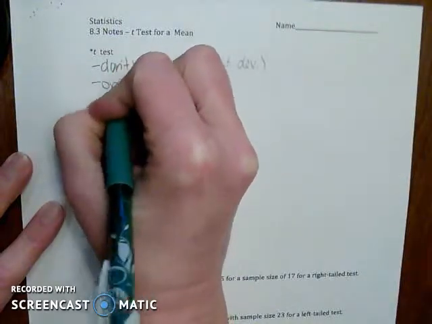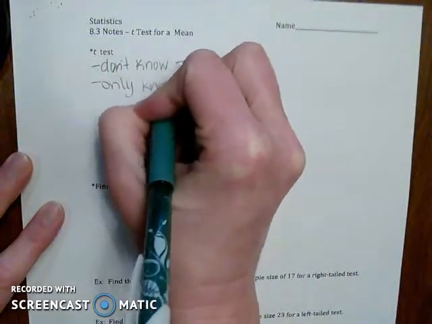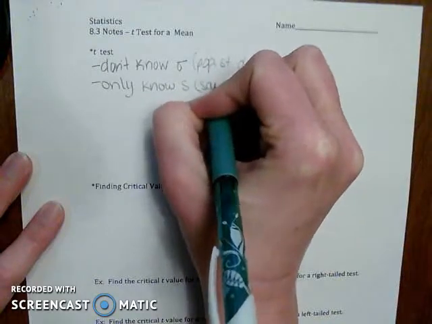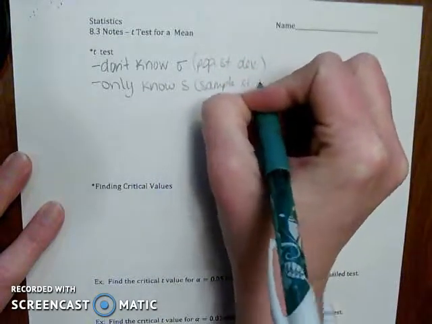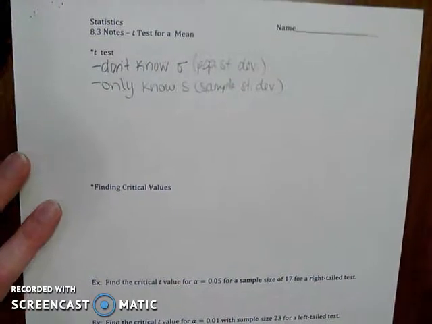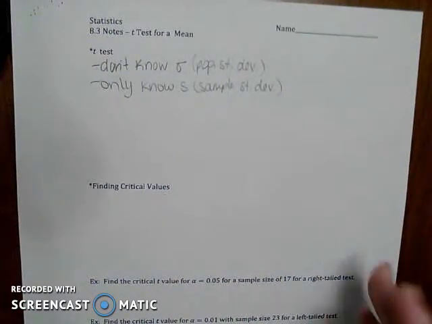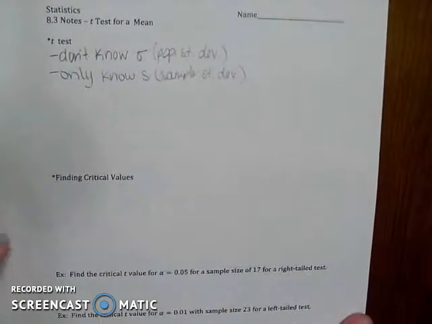So we only know s, the sample standard deviation, which is your sample. Again, this is more likely, but unfortunately it's not as precise as what we just did in 8.2.